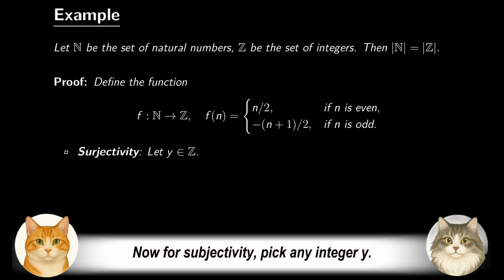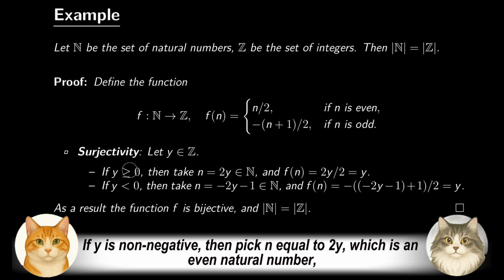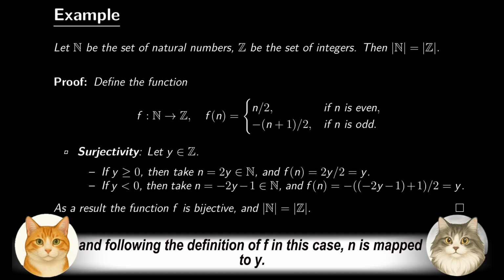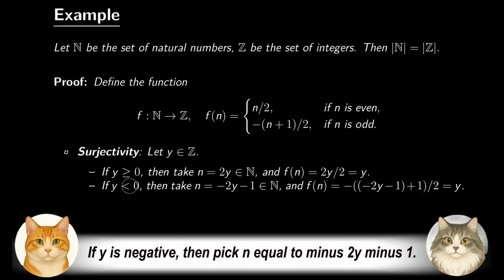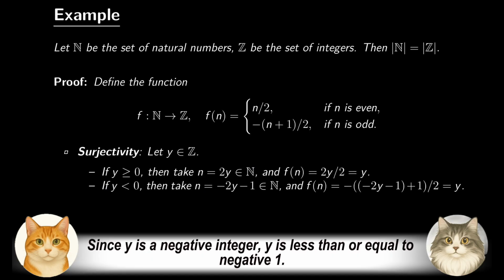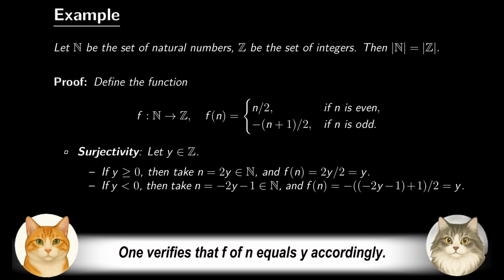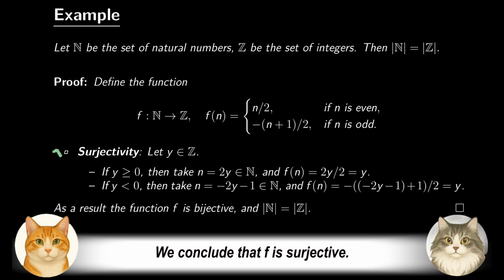Now for surjectivity, pick any integer y. If y is non-negative, then pick n equal to 2y, which is an even natural number, and following the definition of f in this case, n is mapped to y. If y is negative, then pick n equal to minus 2y minus 1. Since y is a negative integer, y is less than or equal to negative 1. It follows that minus 2y minus 1 is greater than or equal to 1, hence indeed an odd natural number. One verifies that f(n) equals y accordingly. We conclude that f is surjective.